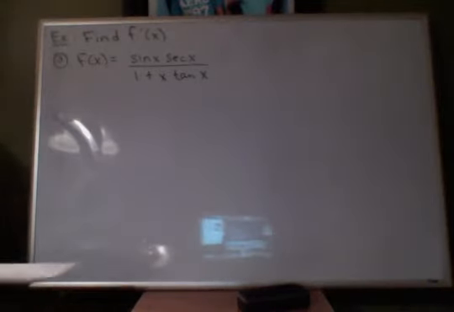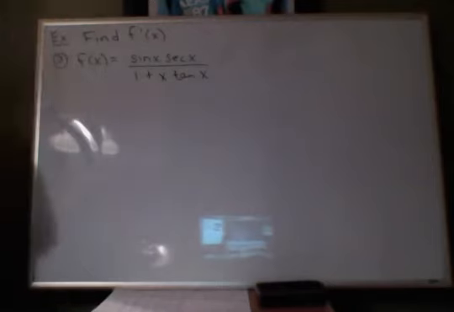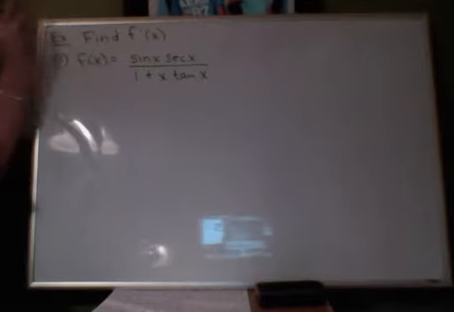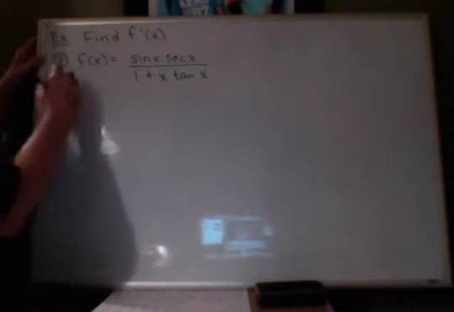Okay, here we are with the third example, finding derivatives of trig functions. You can see in this example, f of x equals sine x times secant x, all divided by 1 plus x tangent x, that we actually are going to be dealing with a quotient rule to help us find this derivative. So let's get started.